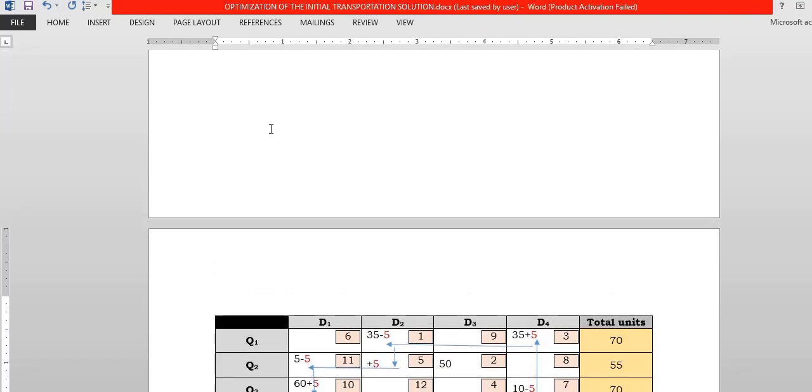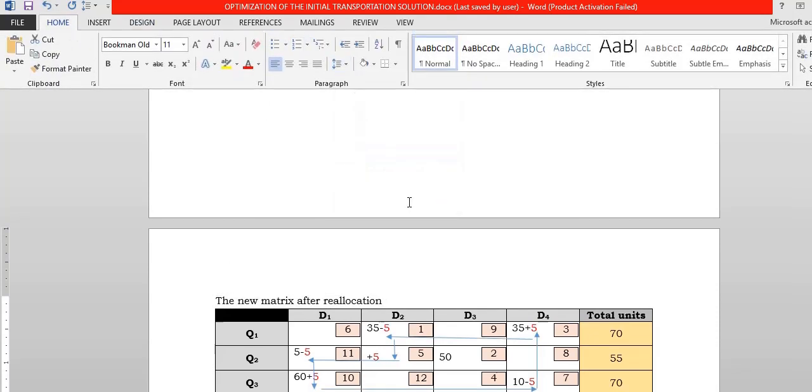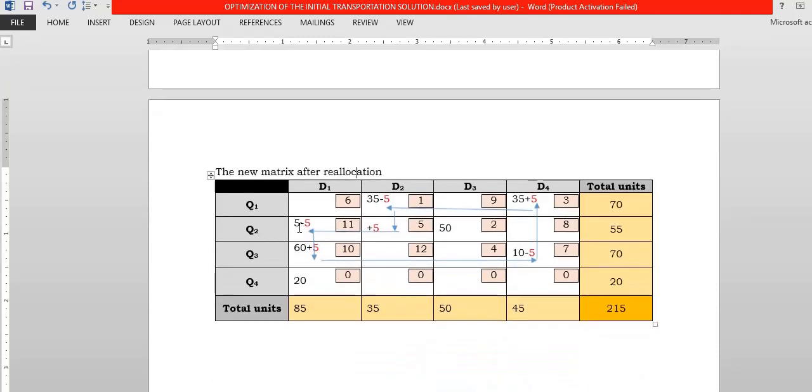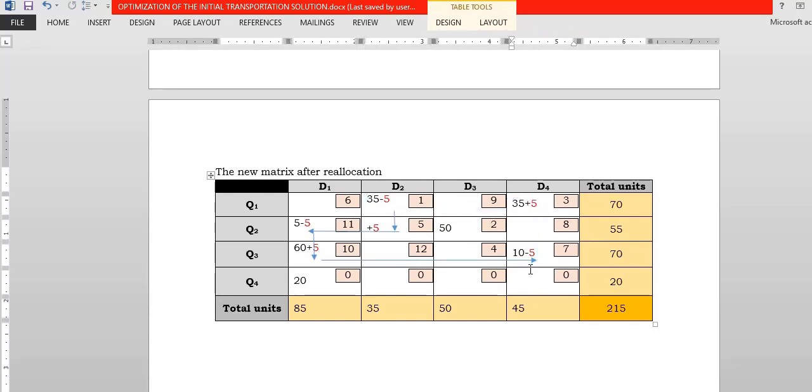So this is the new matrix after the allocation. Okay, so let's now get the final figures. Now that you have put these figures in red, what you're going to do is remove these arrows. No longer need the arrows. The arrows are just to show us the loop, which we did. Now we're going to put the new figures.